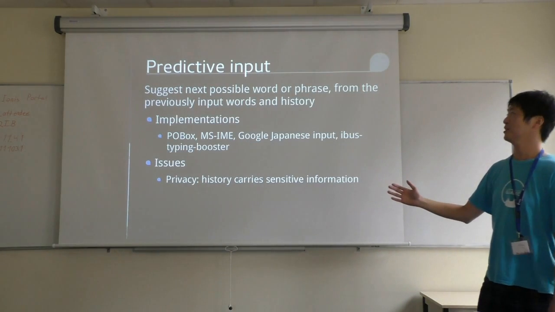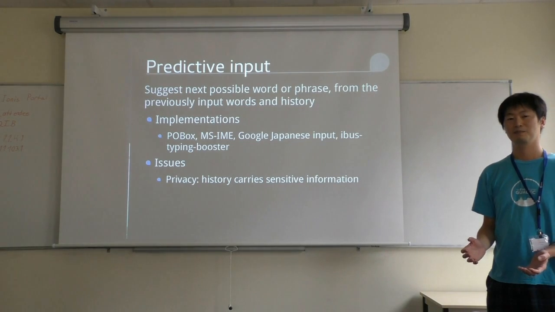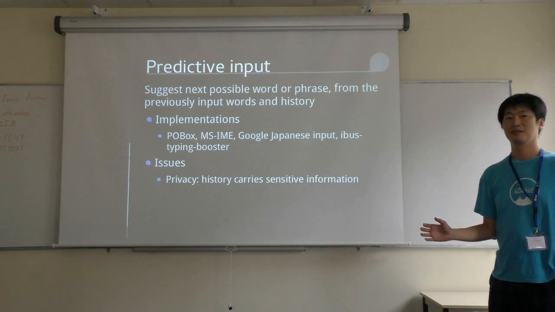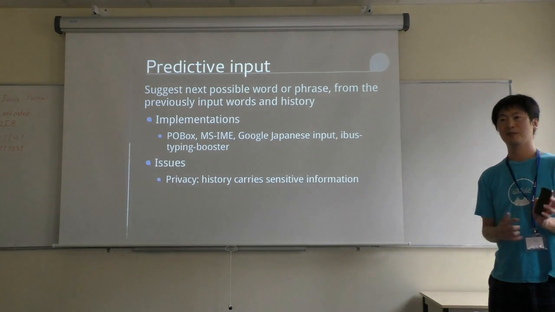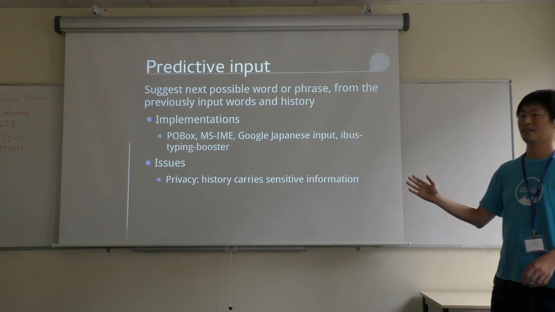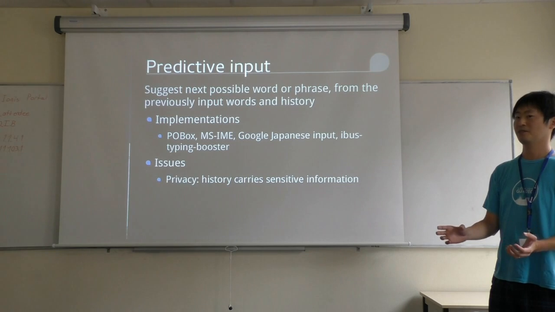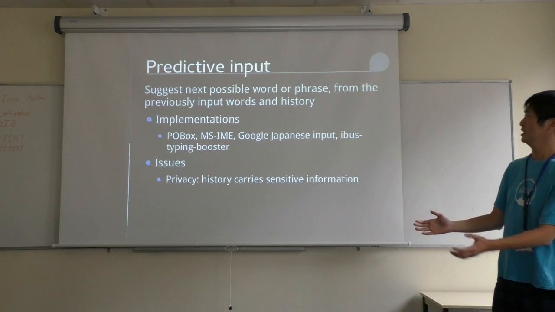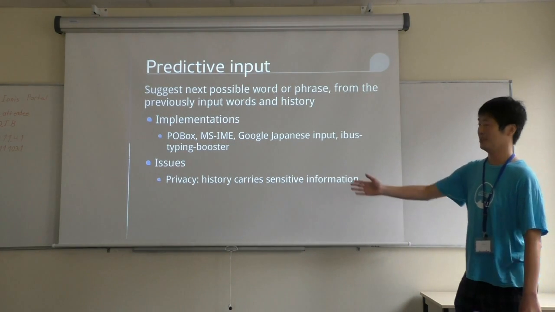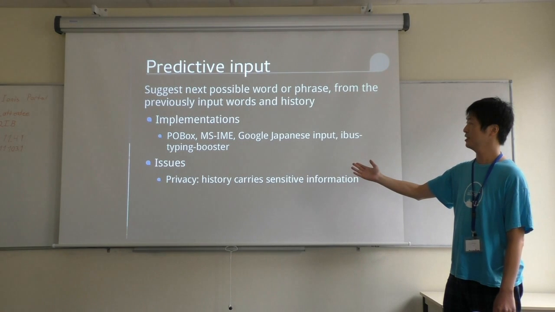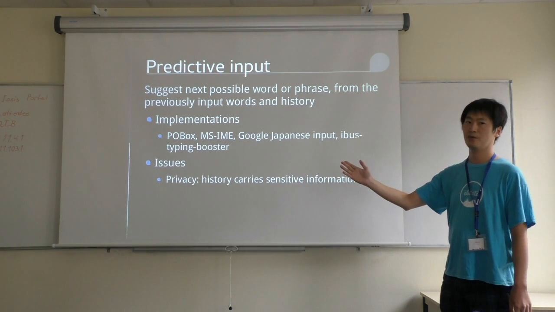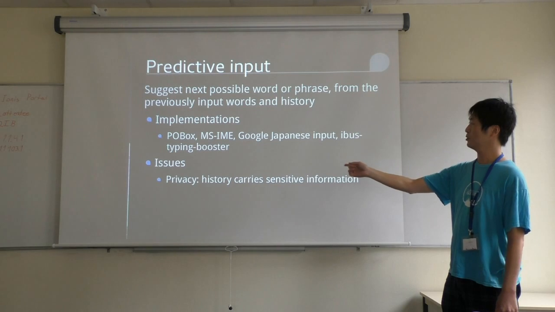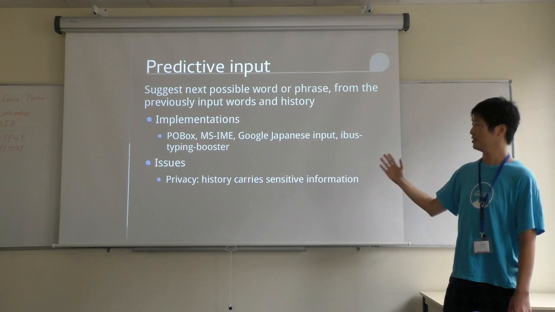The predictive input is a kind of thing some people already use, but on particular smartphones or something. It is a system that suggests the next word from the large corpus and also the input history. Actually, there are many implementations. POBox is for Japanese mobile phones, but other input methods are for desktops and actually used.